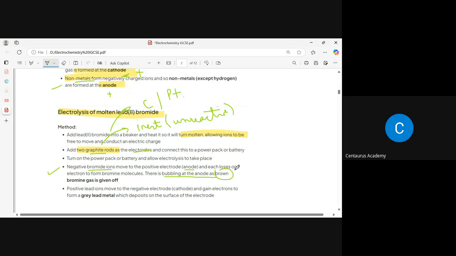And the positive lead ions move to the cathode. They gain electrons, which are incoming from the negative terminal of the battery, to form the gray lead metal, and this deposits onto the surface of the electrode. Can someone tell me the ionic half equations which take place at the anode and at the cathode? What will be the ionic half equation for both of them?